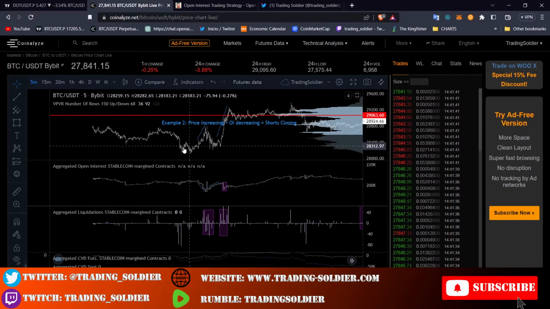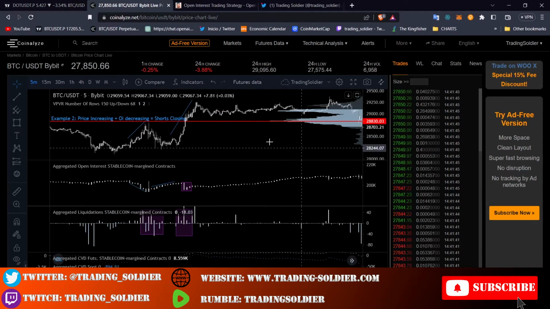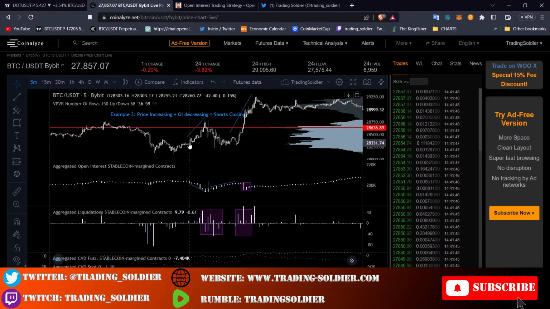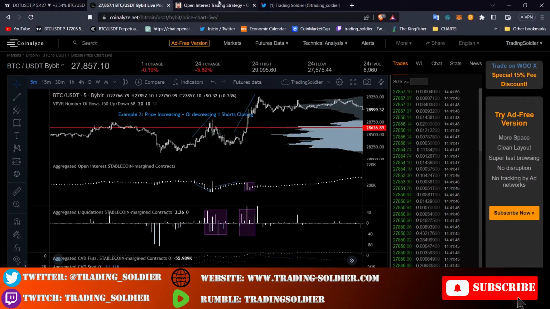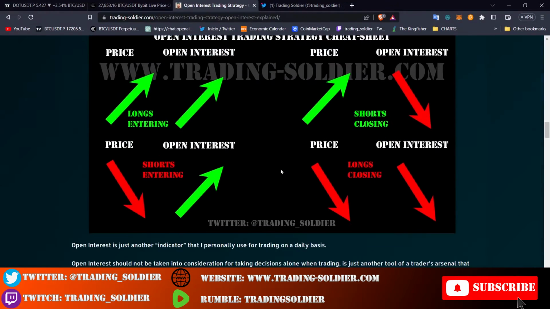So as we see here, let's zoom in. As we can see, price begins to rise and open interest begins to decrease. If we go to the cheat sheet here, price rising and open interest decreasing is shorts closing. Closing, as I said before, means closing forcefully. They are forced to close their position by liquidation, or they are closing because they see their stop loss or their position at risk, or they realize that they are wrong in their trading strategy or the trade that they have entered or want to enter.